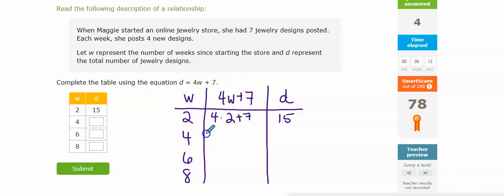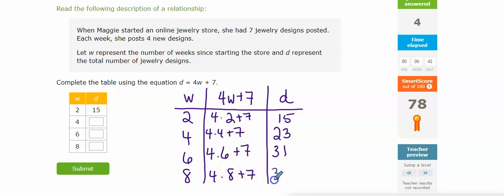So 4 times 4 plus 7. 4 times 6 plus 7. And then 4 times 8 plus 7. And then I'll do the math here, and I get my output here, my D. 4 times 4 is 16 plus 7. Okay, so that one's going to be a 23. 4 times 6 is 24 plus 7. And then 4 times 8 is 32 plus 7.